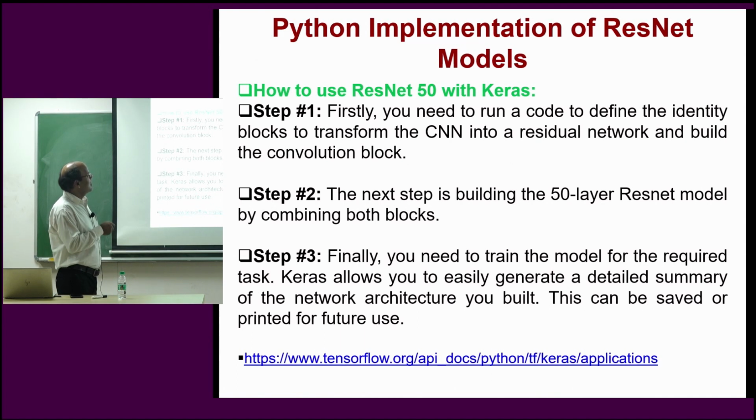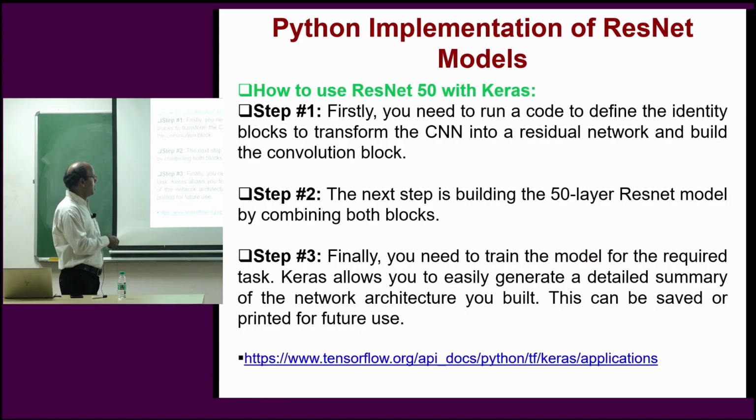So here is how to build ResNet with the Keras framework. Step 1, write code to define the identity block to transform the CNN into residual, and then build the convolution blocks. Step 2, build a 50-layer ResNet model by combining both blocks. Step 3, finally train the model for the required task. The Keras framework also allows you to easily generate a detailed summary of the model, where you can see the 50 layers.